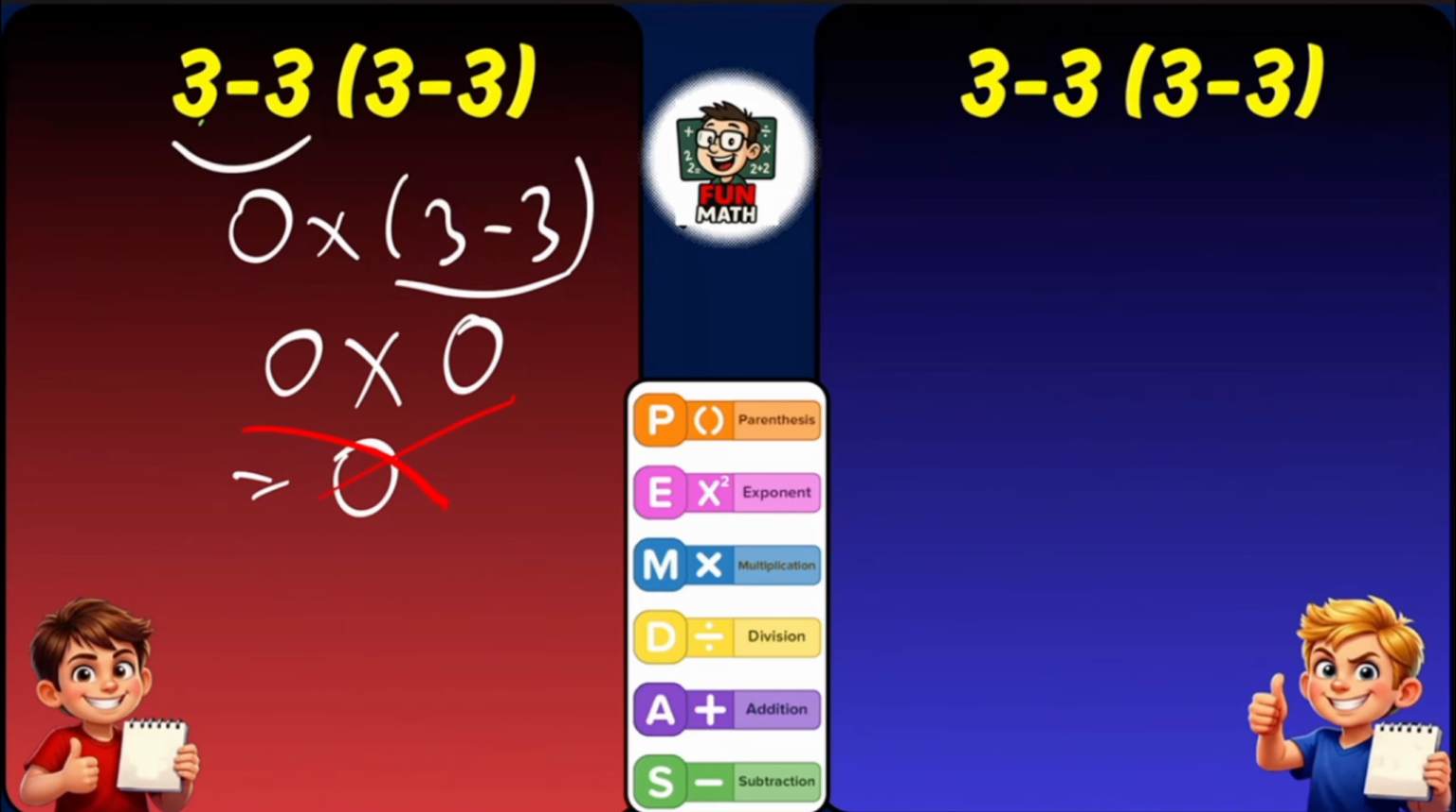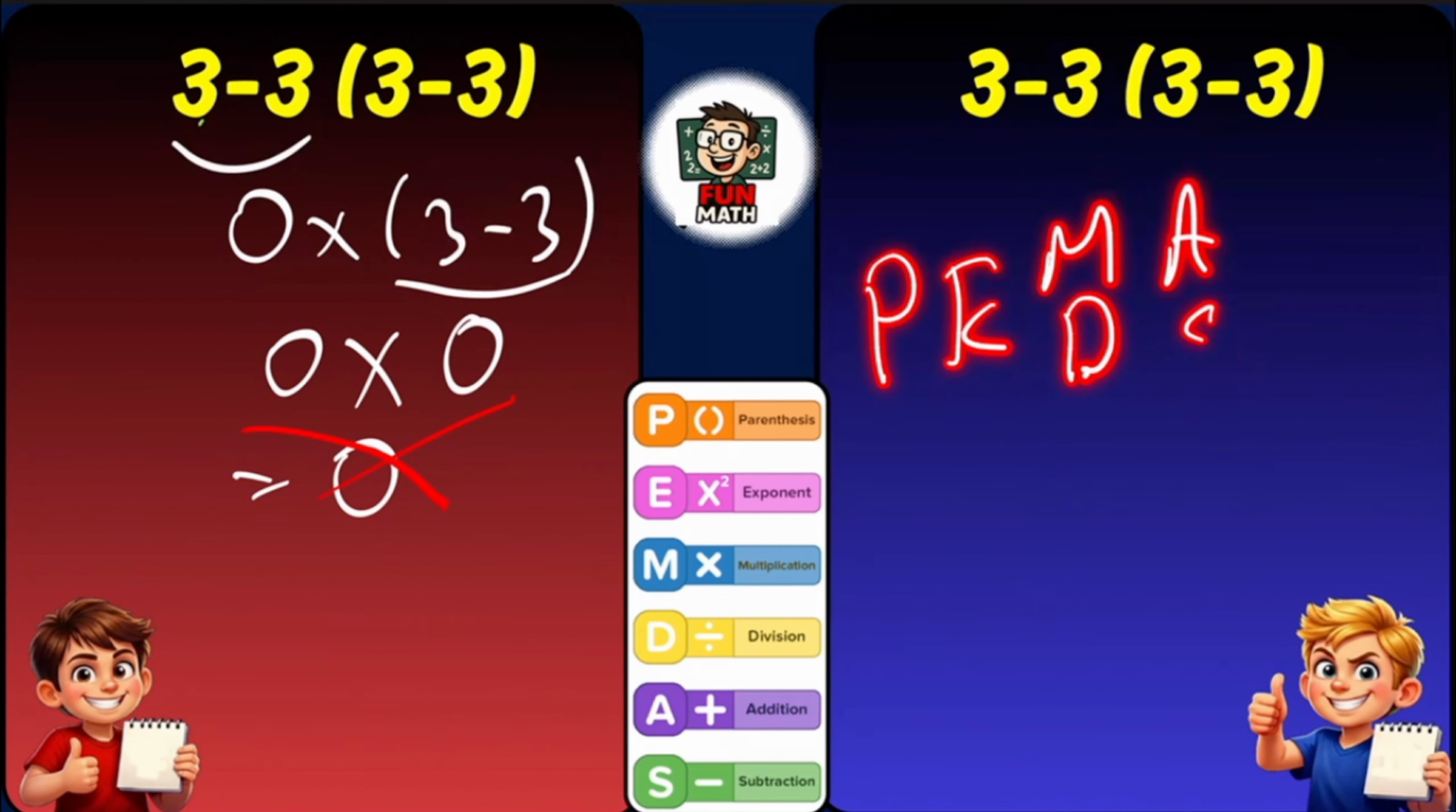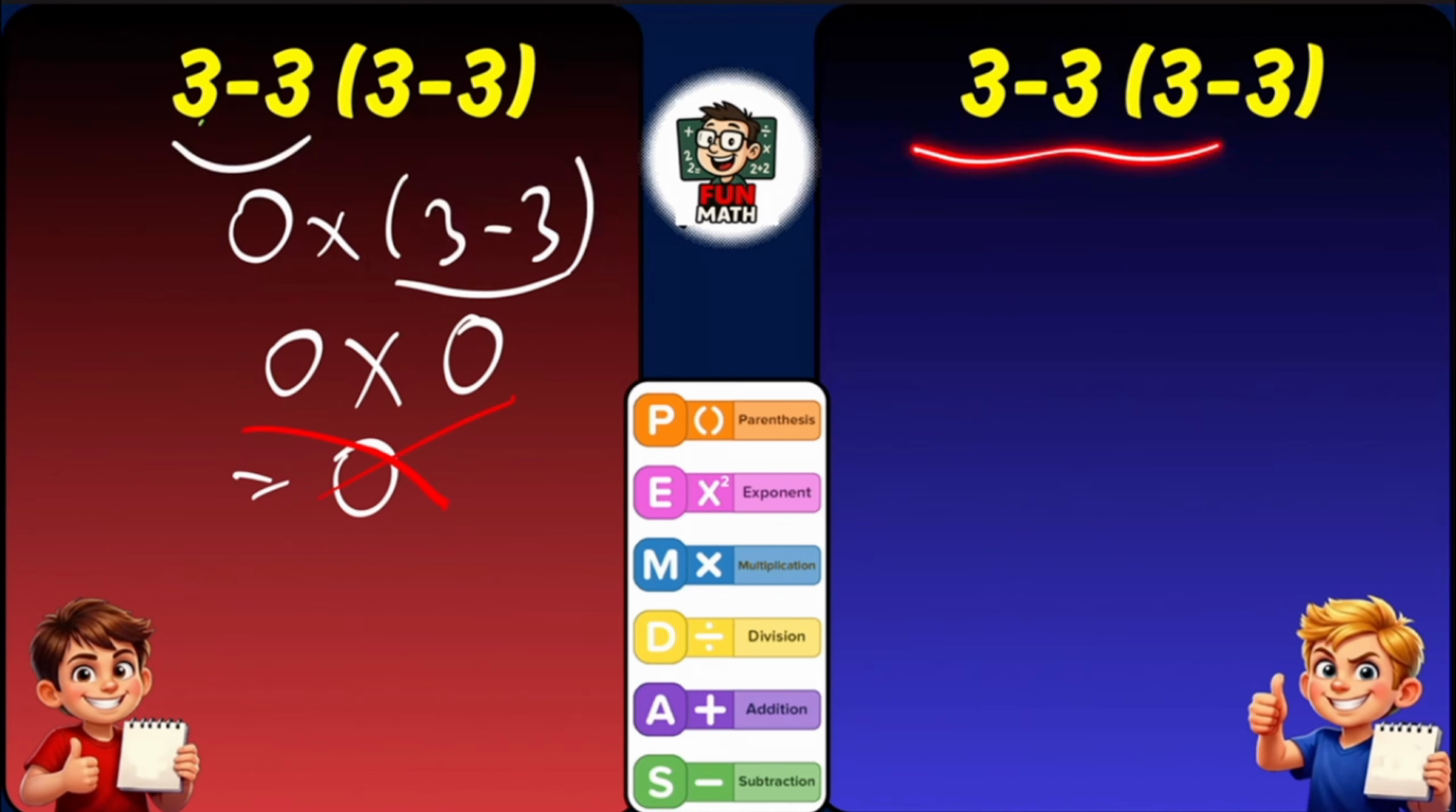Okay, there is another rule: there is no order between multiplication and division. Operations are done from left to right. Similarly, there is no order between addition and subtraction. Operations are done from left to right. Repeat: parenthesis, exponent, multiplication and division, addition and subtraction, from left to right. Now, let's solve the equation according to the rule.